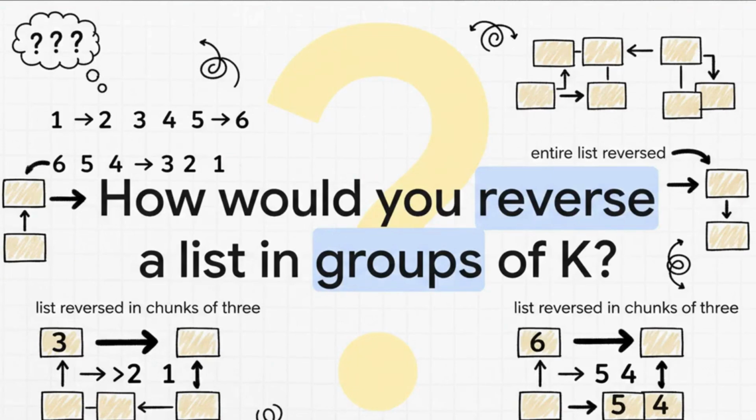So let's wrap this up with a little challenge to get you thinking. You now know how to reverse an entire list, right? But what if you had to adapt that same logic to reverse it in chunks, like, say, in groups of 3? That's the next level of problem solving that these fundamentals open up for you.